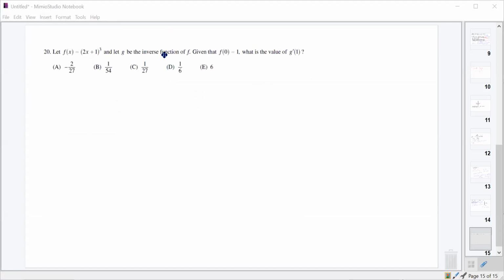All right, so I did this one in one of the class periods the other day. So we've got f of x equals (2x plus 1) cubed, and g is the inverse of f. We know that f of 0 is 1, and we want to find g prime of 1. This is where the inverse rule comes in really handy. We know that f contains the point (0, 1) and g contains the point (1, 0). That's just a thing about inverse functions, right? Switch the x and y values. So we're looking for g prime of 1.